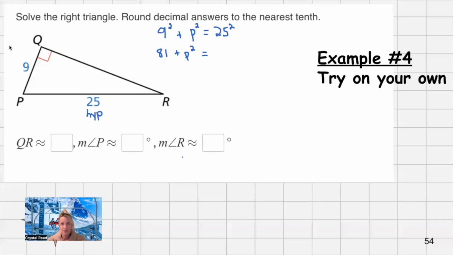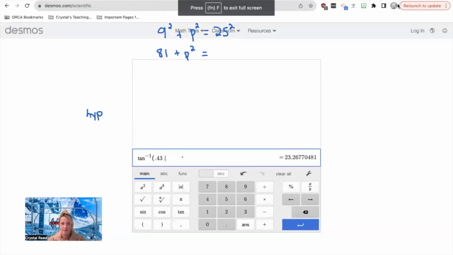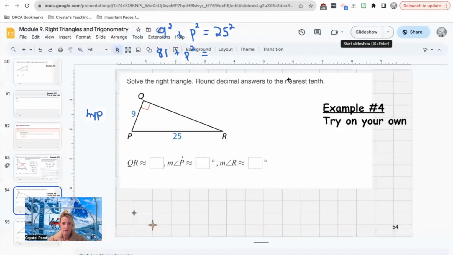I should have known. I think I know this one. 25 squared, 625.